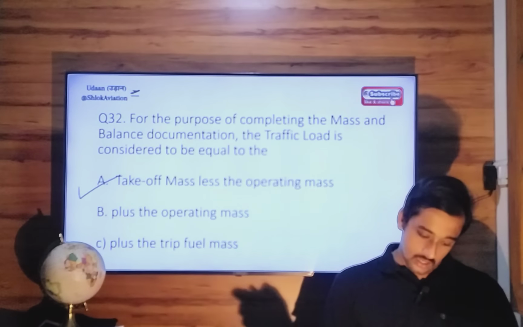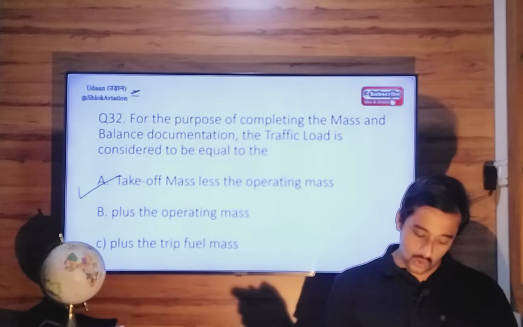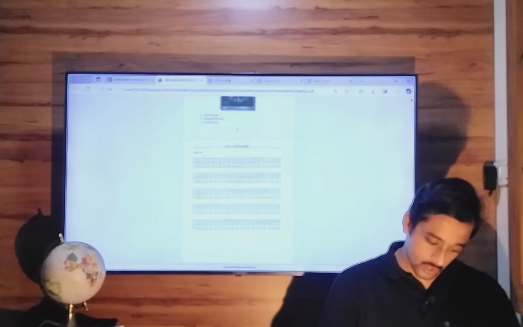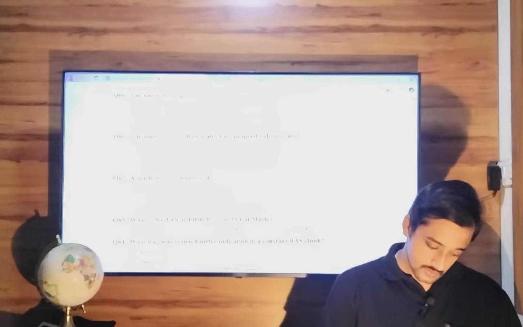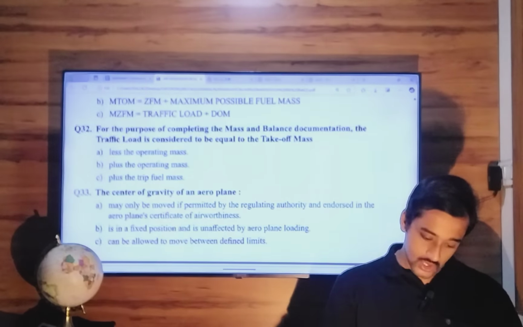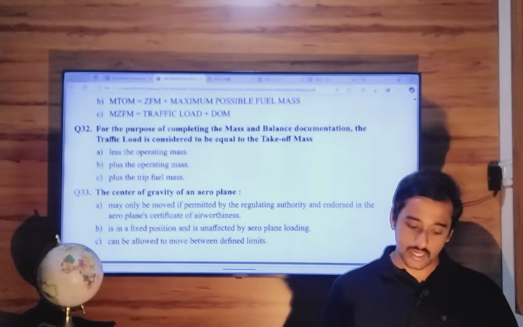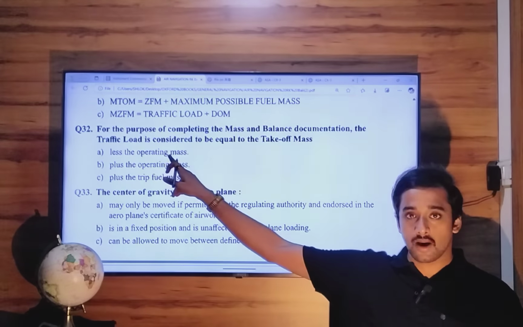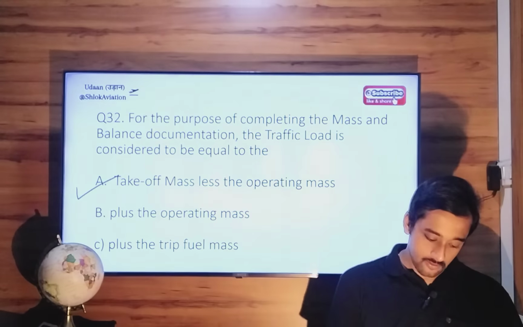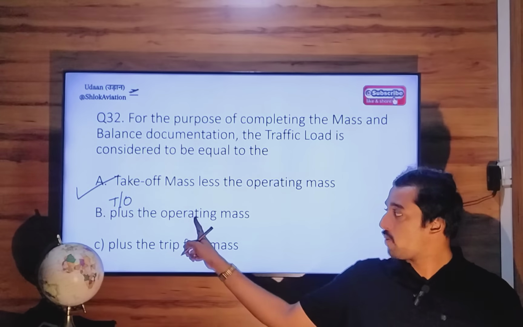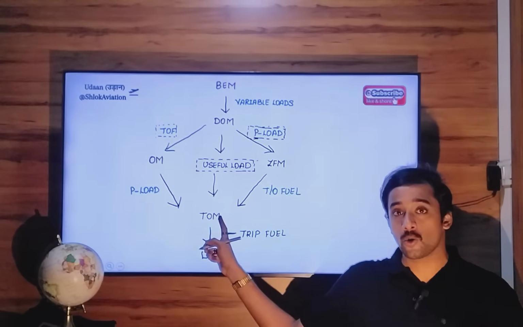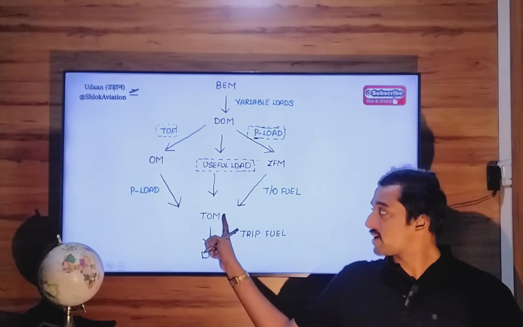Bravo. Traffic load is considered to be equal to takeoff mass plus operating mass plus trip fuel mass. Let me just check this question 32. So the traffic load is considered to be equal to takeoff mass less operating mass. Takeoff mass plus operating mass, that is wrong. We do not have any possible equation in which we are going to add operating mass to takeoff mass. We can only subtract that.